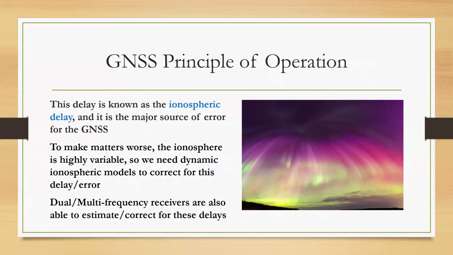And so when a receiver receives signals from the same satellite at different frequencies, those frequencies, as they pass through the ionosphere, are delayed at different rates that have something to do with the frequencies. And because of this, we're able to estimate how much delay the ionosphere introduces.